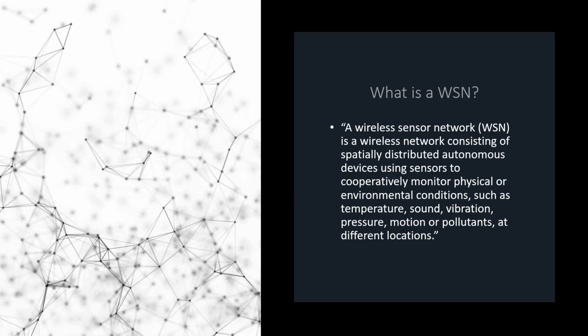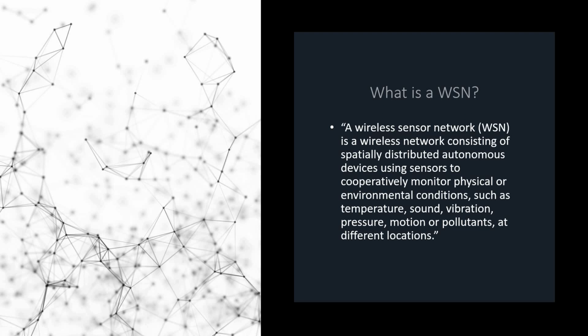So first of all, what is a wireless sensor network? A wireless sensor network is a wireless network consisting of spatially distributed autonomous devices using sensors to cooperatively monitor physical or environmental conditions such as temperature, sound, vibration, pressure, motion, or pollutants at different locations.